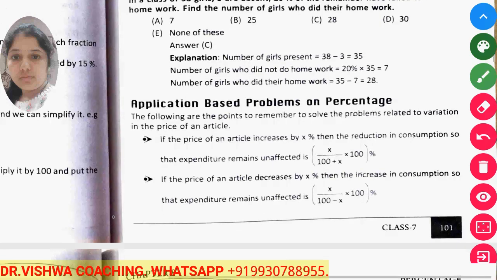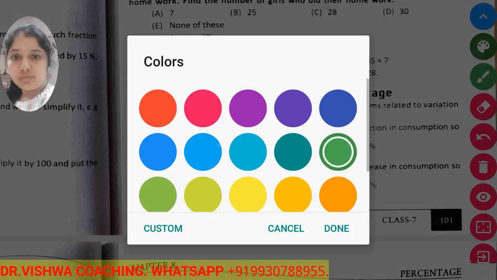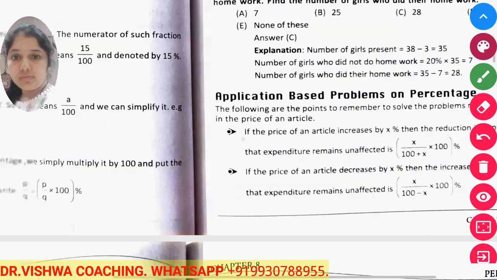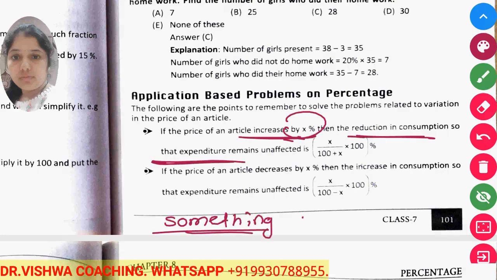Okay, now while solving application based problems, there is a formula for some problems based on this format. If the price of any article is increased by X%, then the reduction in consumption is such that expenditure remains unaffected. What does that mean? Now see, if the petrol price is something and it is increased by X%, now the price is increased.